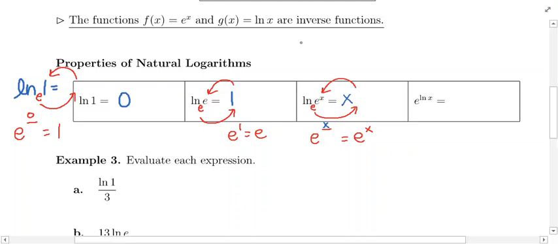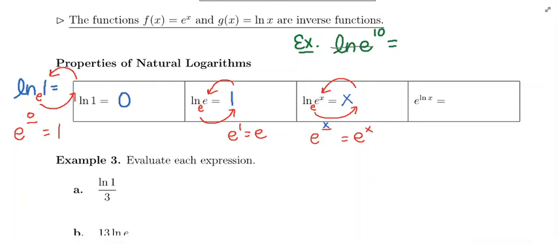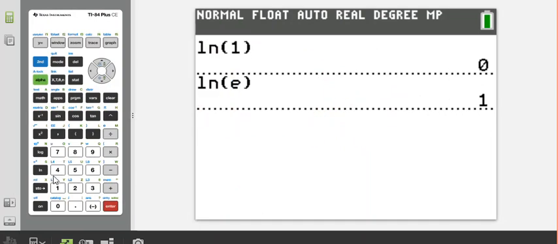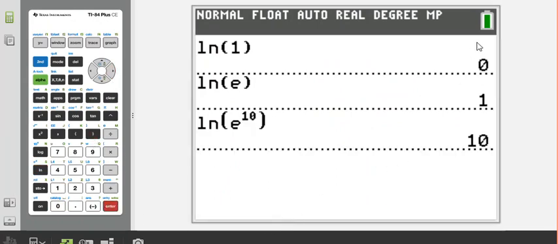As an example, if you saw the natural log of e to the 10th, you're going to say, hey, ln and e are side by side, they cancel. The answer is going to be 10. You could see that on a calculator. What's the natural log of e to the 10th? It's going to give you 10.